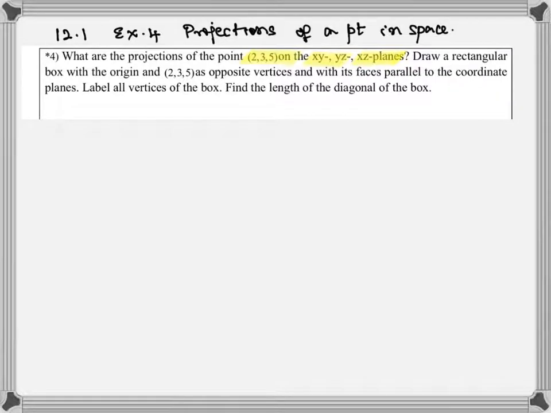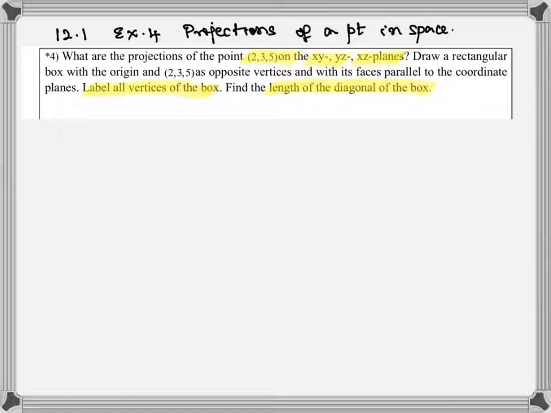Draw a rectangular box with the origin and (2, 3, 5) as opposite vertices and with its faces parallel to the coordinate planes. Label all vertices of the box and find the length of the diagonal of the box.